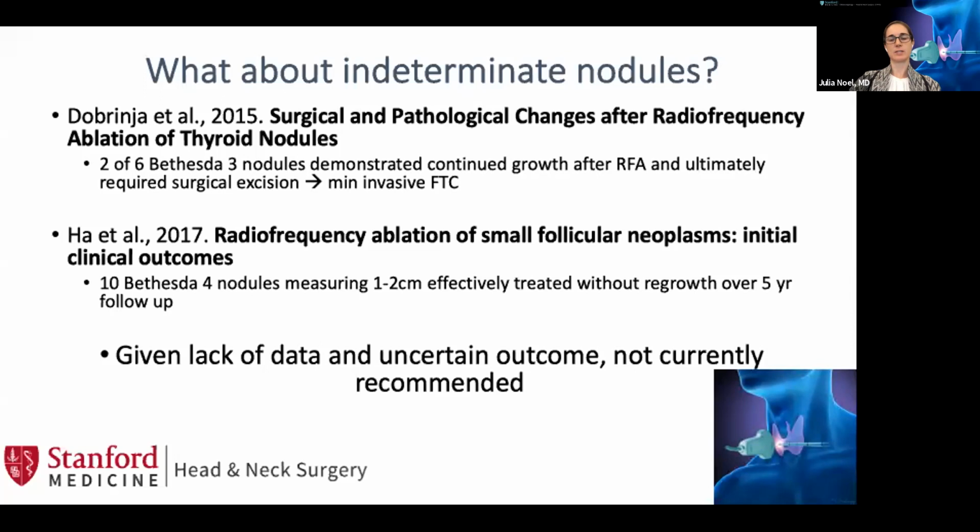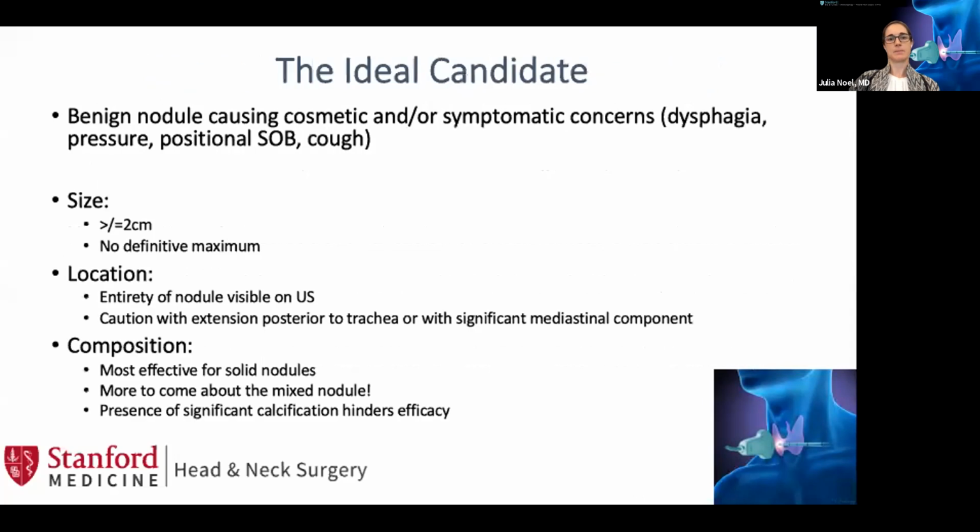Treated 10 Bethesda 4 nodules, and these were reportedly all treated effectively without regrowth after 5 years of follow-up, but you'll notice the size was quite small. These were 1 to 2 centimeter nodules. So overall, just owing to the limited and inconsistent evidence for treatment benefit, RFA is not currently recommended for indeterminate nodules, especially as it could delay necessary surgery for malignancy.